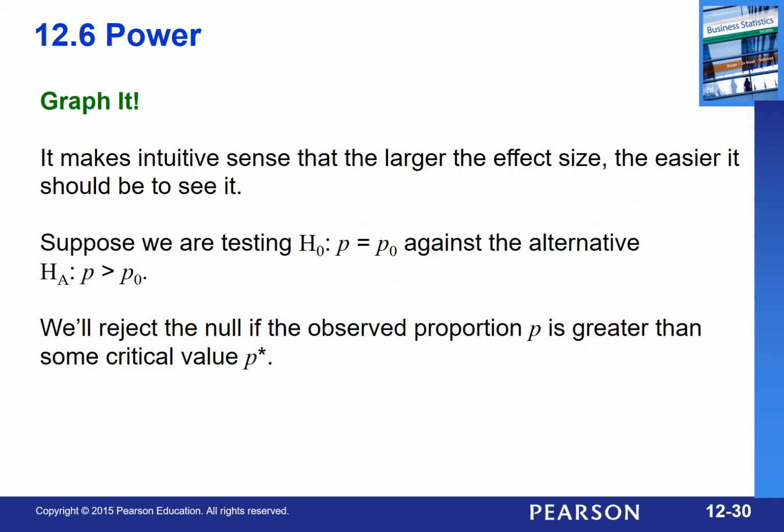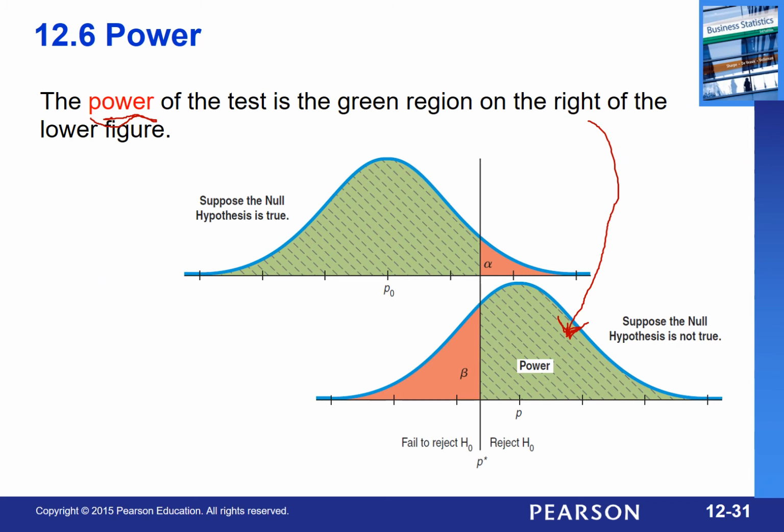So here's one way you can reason your way through power. We're going to graph it. You can also watch the animation to see how this is going to work. We're going to look at larger effect size and see how that changes everything. And we're going to be doing a right-tailed test for this one. The right tail is a little bit easier to visualize than all the others. So here's a look at what the power is. Power is actually the green region.